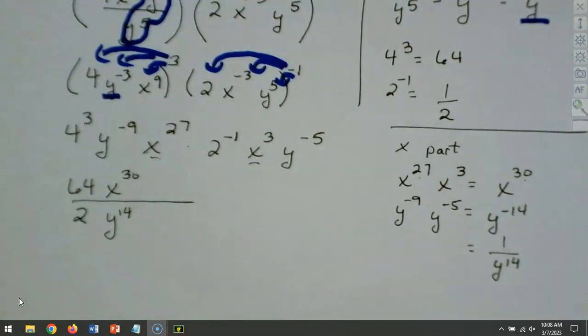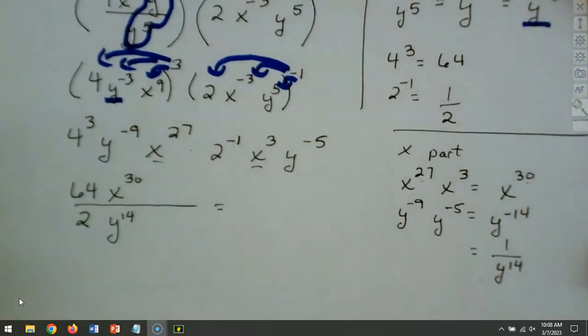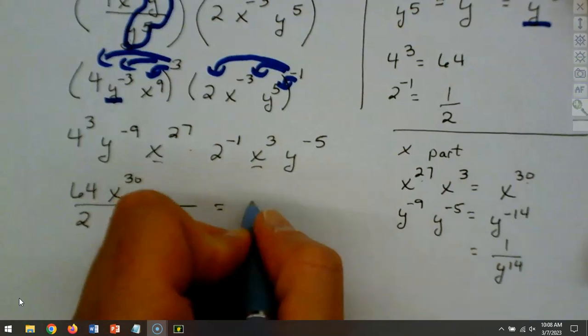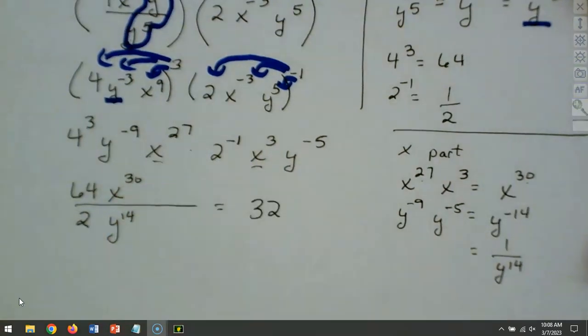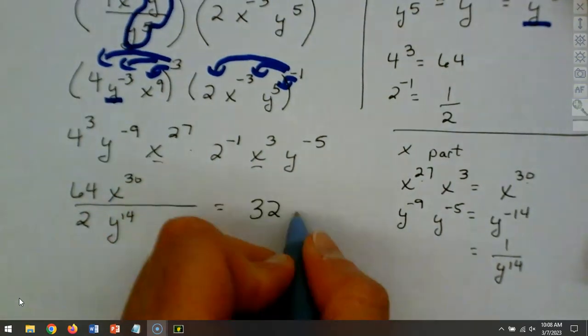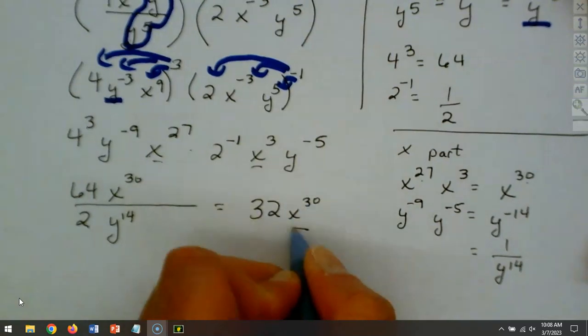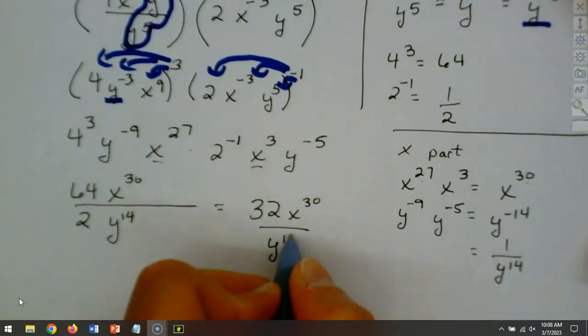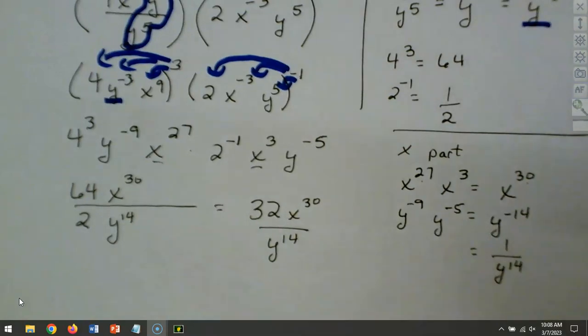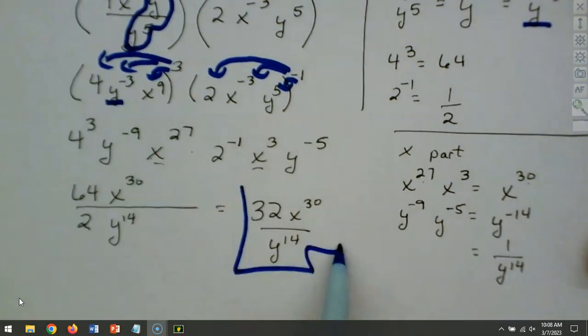Now, we are not completely done yet, because always check your numbers. And what about 64 divided by 2? Well, 64 divided by 2, that's a 32. And so that's going to be 32 x to the 30th over y to the 14th power. We do not want any negative exponents. You just simply rewrite it.